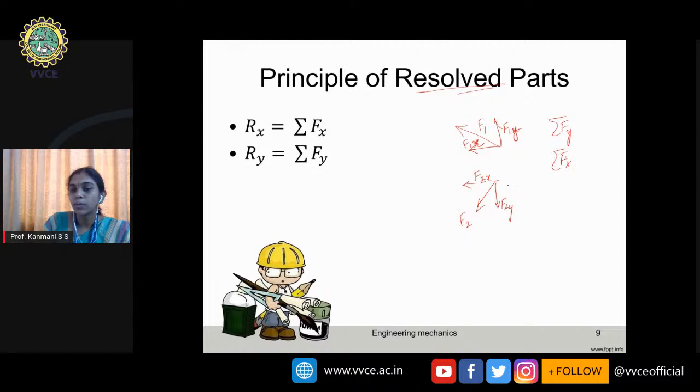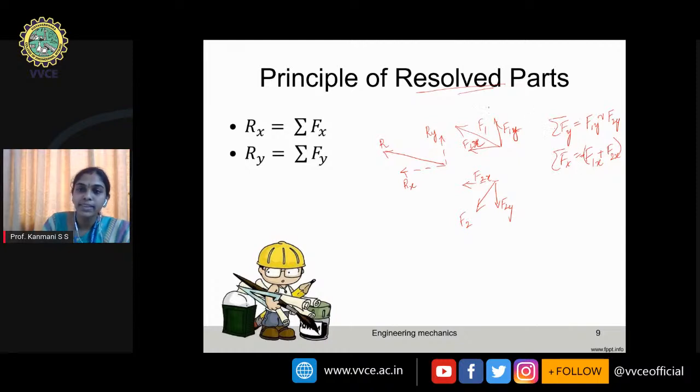So what this principle of resolved parts says is, if you take the sum of these components along the x and y direction, this sum will be equal to the component of their resultant. Say we have the resultant somewhere here like this. If you find the component of the resultant, it will be something like Ry, Rx. Simply, summation fy is F1y difference of F2y, and this one also F1x plus F2x. Both are moving towards the negative direction, so I'll put minus here. So these are the summation values.